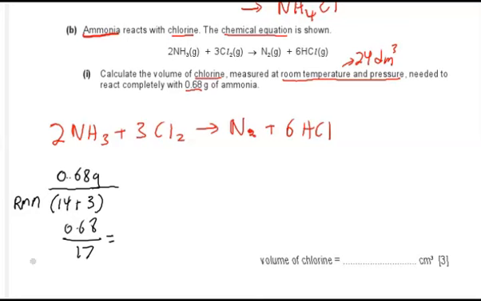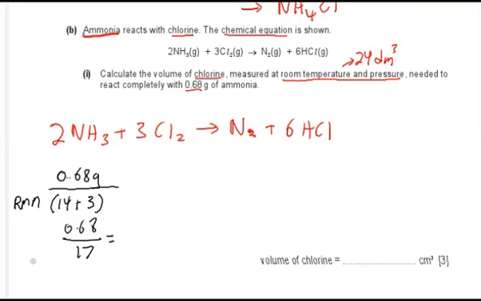So here we have a chemical equation that can be represented as shown. Okay, so we have ammonia plus chlorine gas.